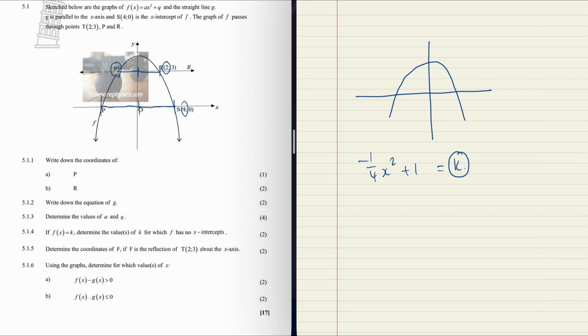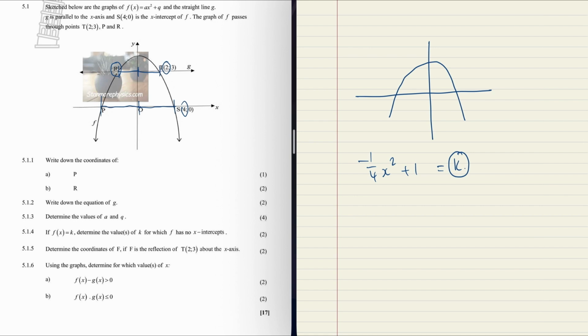Question 5.1.4: if f(x) = k, determine the values of k for which f has no x-intercepts. We have this function, right? If we equate it to some value k, so -1/4 x² + 4 = k. Now they want to know what values of k will result in the function having no x-intercepts.